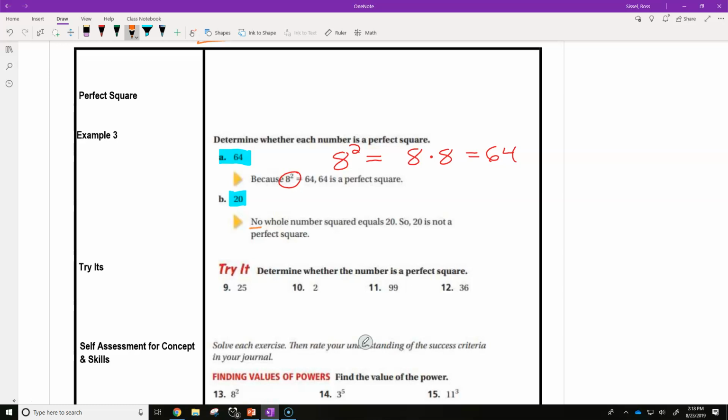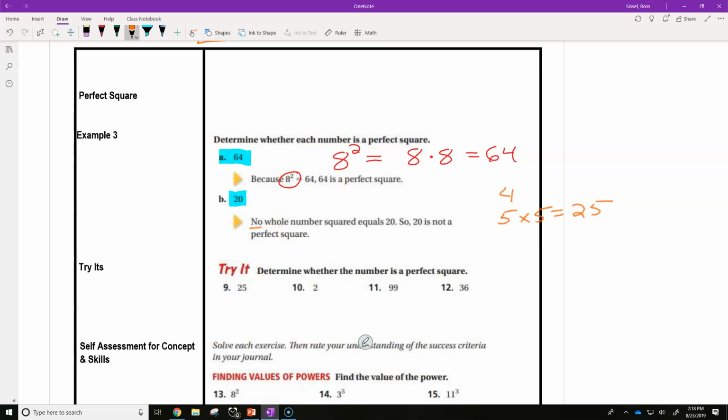Okay, so you could basically just say that no number times itself gets to 20 because I went through 1 through 5, because 5 times 5 equals 25. I'm going to say no because 5 times 5 is 25, and that's bigger than 20. What other number do I have to check?